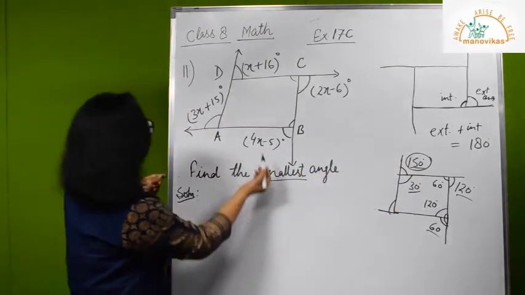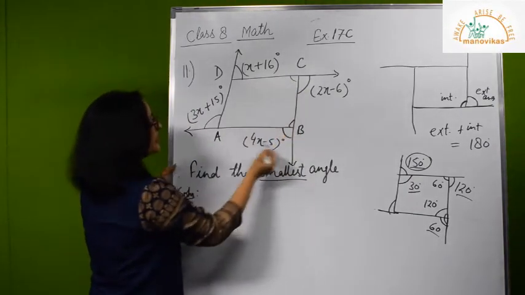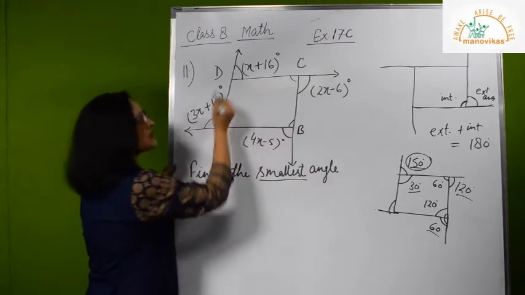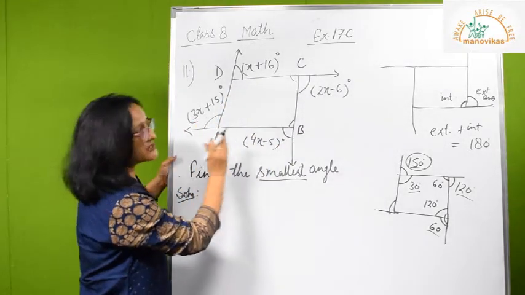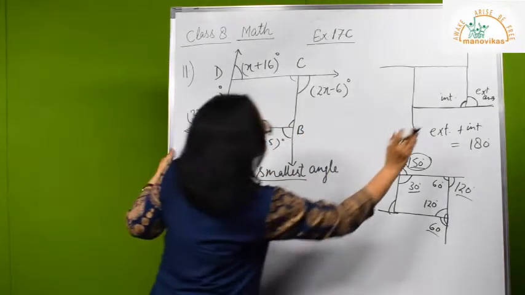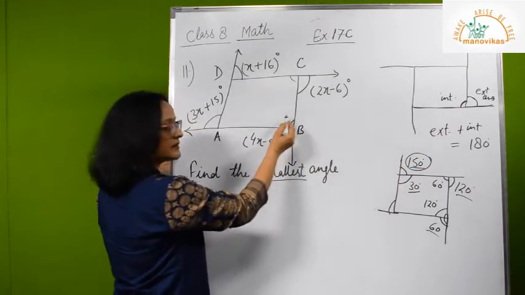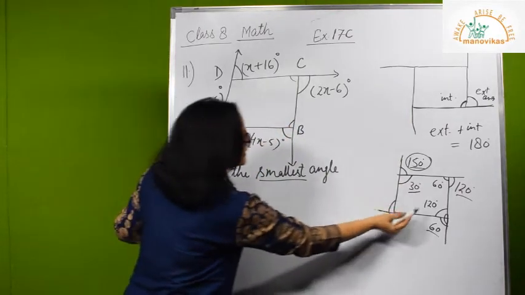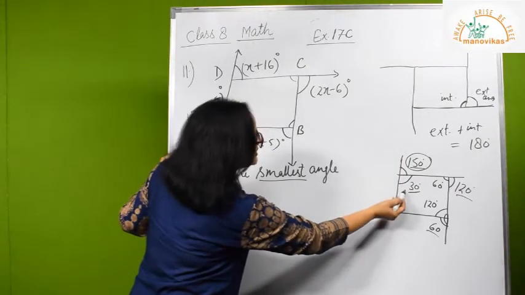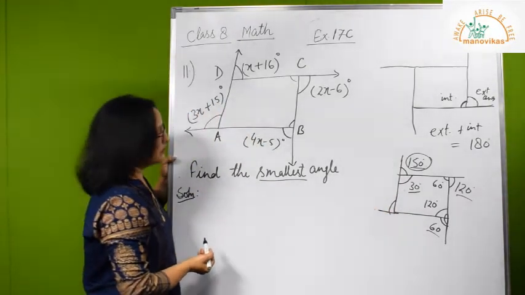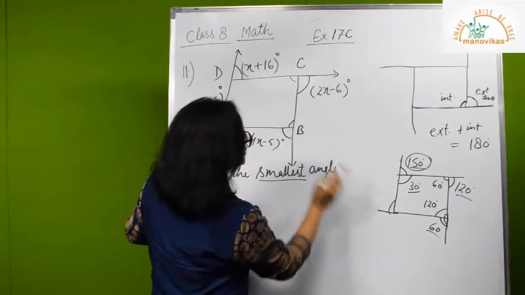So what we will find here is which is the greatest exterior angle among these four exterior angles. I hope you have understood the concept of this question. The first concept is interior plus exterior equals 180 degrees. The second concept: the greatest exterior angle gives the smallest interior angle. So these two concepts we can use here.